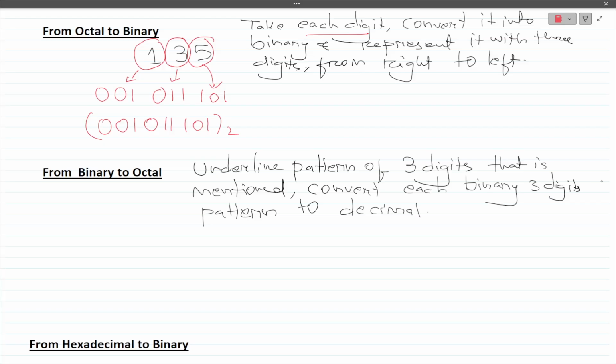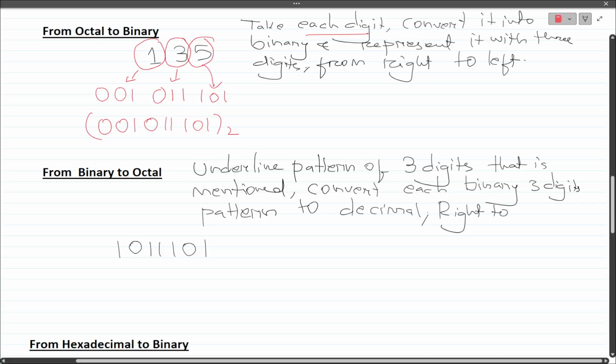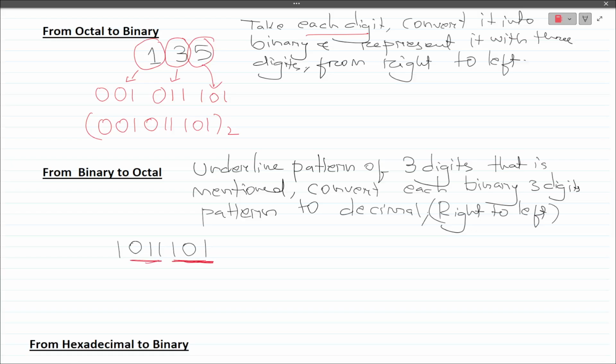See, let me take a binary number. Suppose I have taken 1011101. So what does it say? I need to underline 3 digits, and again this is from right to left. So what will I be doing? I will be underlining. I need to make a pattern. This is my 3, and this is my 3, and here I could only find 1. So what I need to do? Add 2 zeros and make it a pattern of 3. Now can you see, every part or every combination is of 3 digits.